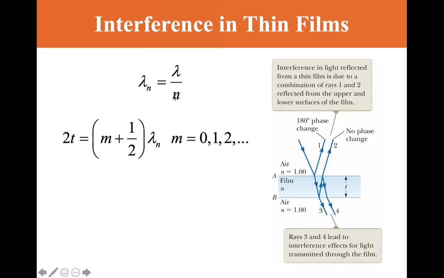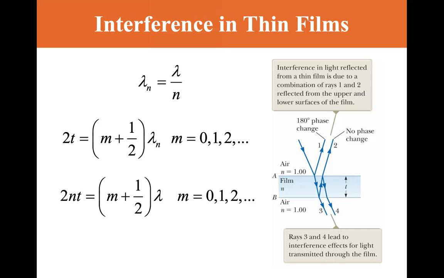Now, we can substitute this lambda over n in for the wavelength in the film. If we do that, we'll get 2t equals m plus 1 half lambda over n, which if we move the n to the other side, we'll get 2nt equals m plus 1 half lambda. Now, again, this is for constructive interference. For destructive interference, we get 2nt equals m lambda. Now, this is for the situation where you're going from an index of refraction that is lower to a higher, and then a higher to a lower.